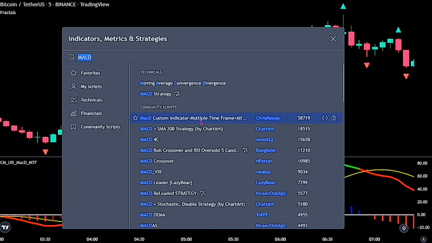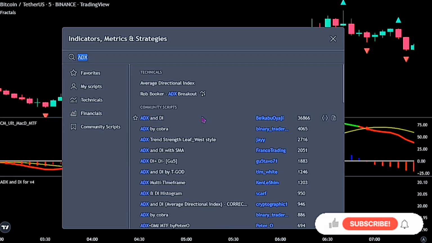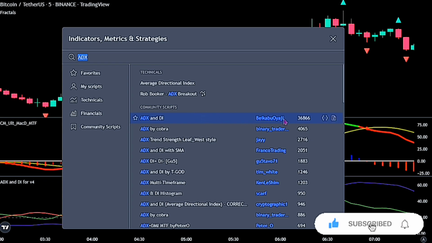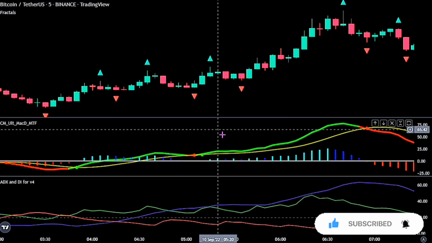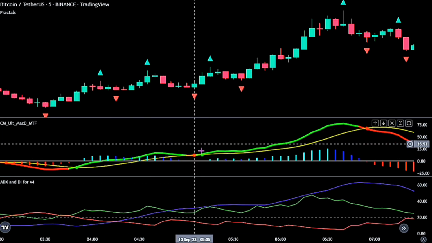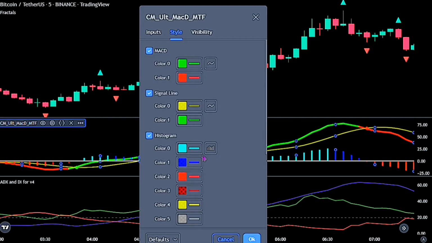And for the last indicator, add the ADX and DI by Backtesting. This indicator is a perfect indicator for detecting when the market is on a trend, and when the market is ranging. So traders, now that we are equipped with the indicators, let's quickly go over the settings and conditions for these indicators. For the MACD, go ahead and double-click on it.